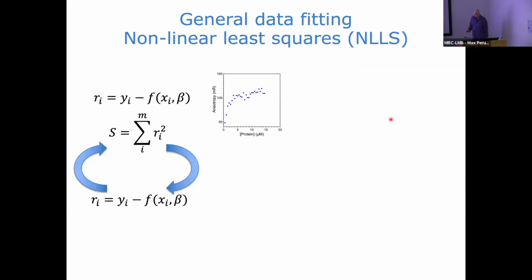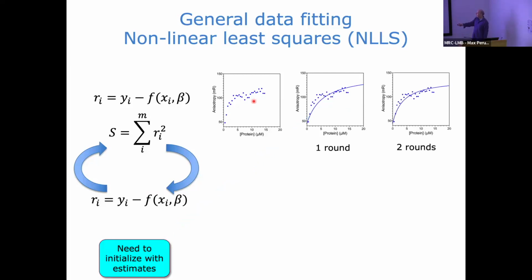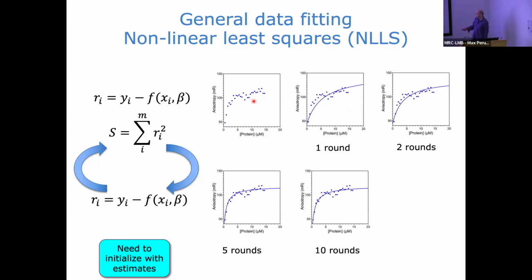And here would be an example of just simple binding. Here's one round. You need to initialize with initial parameters, so it kind of fits, and you kind of know where you are. Two rounds, getting better, and then 5 rounds, 10 rounds, it's getting even better, and then 5,000 rounds, it fits completely.